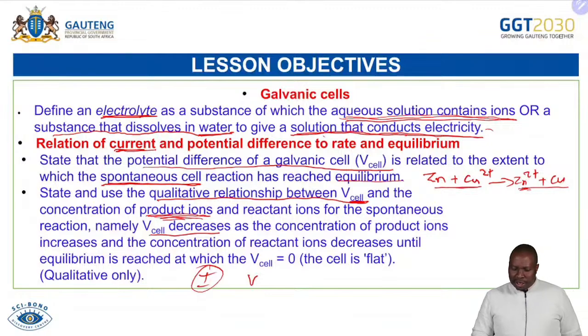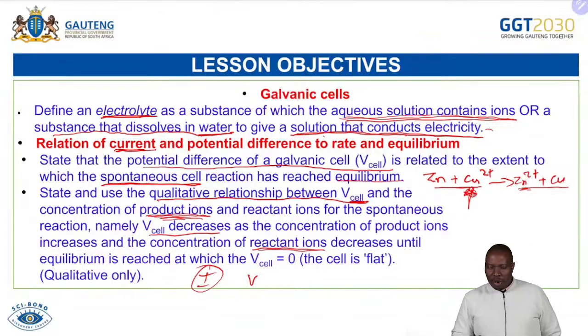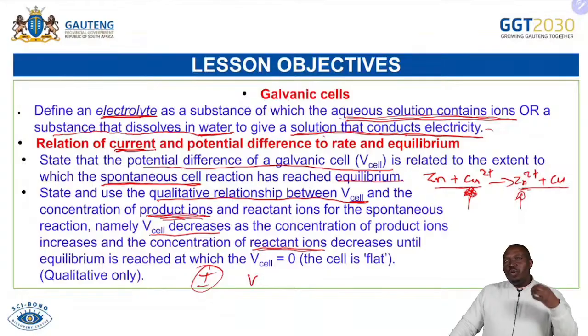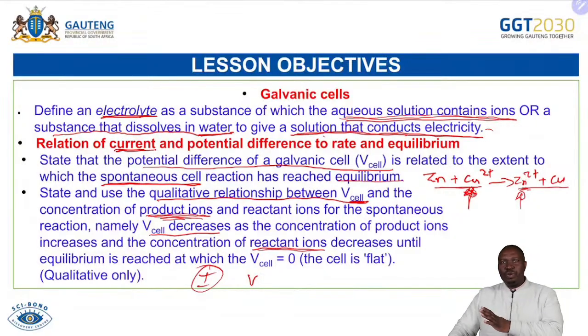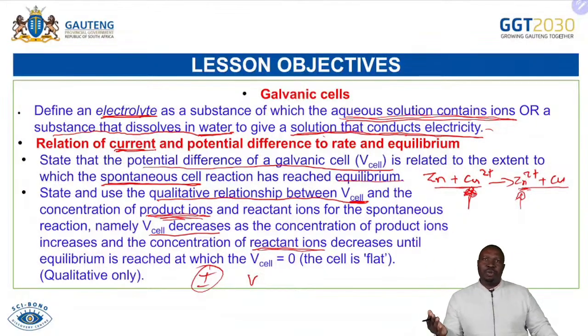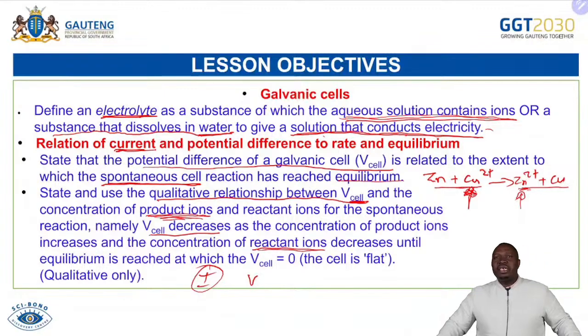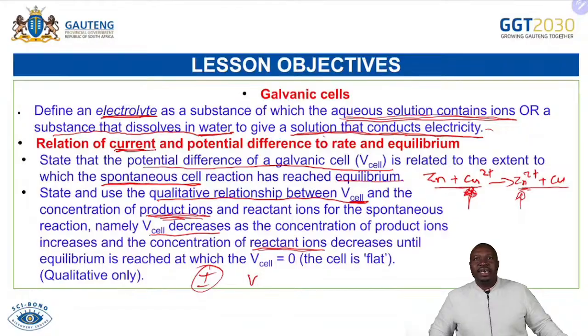But if we increase the concentration of the reactant ions, the copper 2 plus, when this concentration increases, the EMF increases. When the product concentration increases, the EMF decreases. So you have got to have that appreciation that this EMF will depend on the concentration. As we increase the concentration of copper 2 plus, or of the reactant ions, we're expecting the EMF to increase. As we increase the concentration of the product ions, we're expecting the EMF, or our V of the cell, to decrease. This is what our exam guideline talks to.